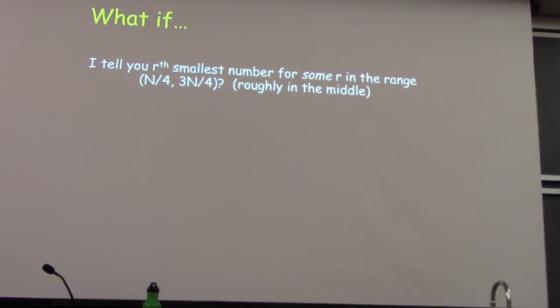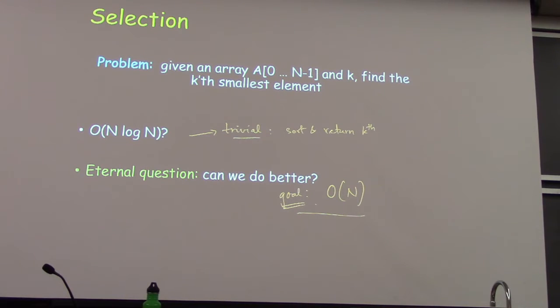Okay. So how do we go about this? It seems tricky because without sorting, how do you figure out what is the kth smallest without knowing everything before it, right? So that's the tricky thing here. So let's start thinking about this.